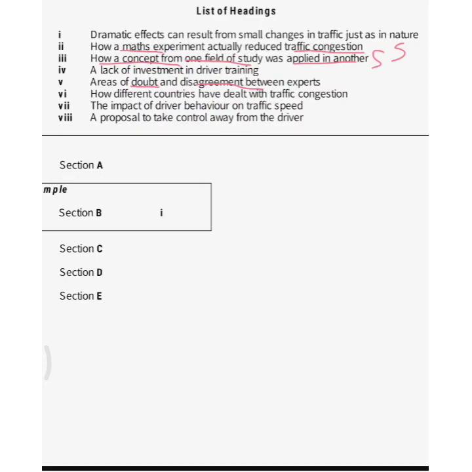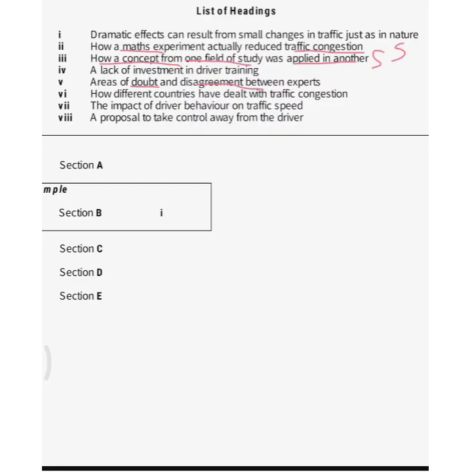Now if we see the third part, how a concept from one field of study was applied in another. This can be the answer for this, what I believe. But let's jump again to the third part. Fourth section, a lack of investment in drivers' training. No, nothing was talked about that. Areas of doubt and disagreement. No, doubts and disagreements were there, but no disagreements were there, only doubts. How different countries. No, this is not it.